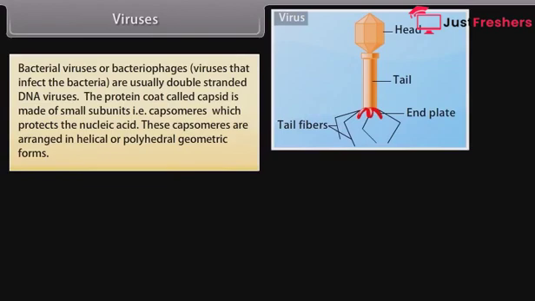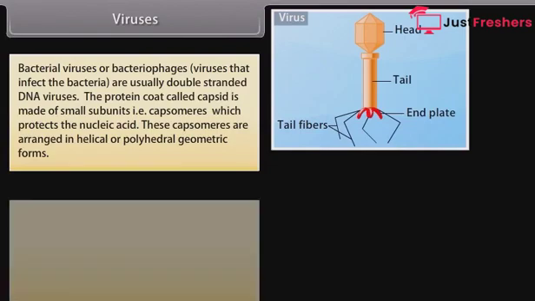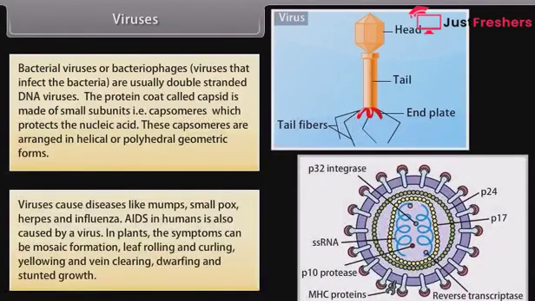The protein coat called capsid is made of small subunits, that is, capsomeres, which protects the nucleic acid. These capsomeres are arranged in helical or polyhedral geometric forms. Viruses cause diseases like mumps, smallpox, herpes, and influenza. AIDS in humans is also caused by a virus. In plants, the symptoms can be mosaic formation, leaf rolling and curling, yellowing and vein clearing, dwarfing, and stunted growth.